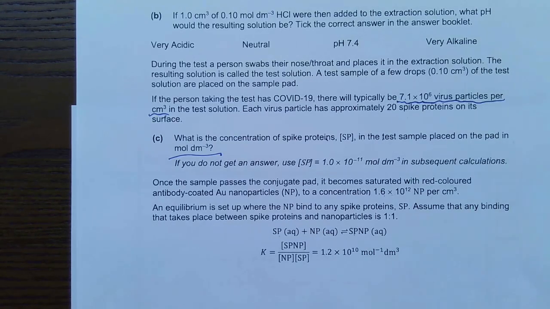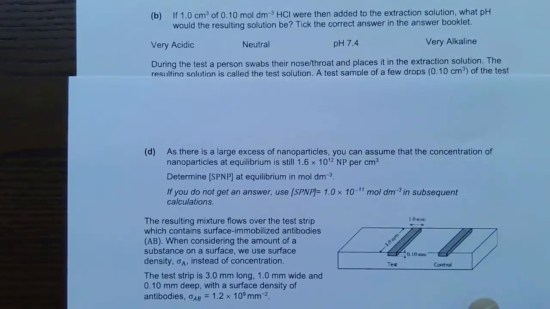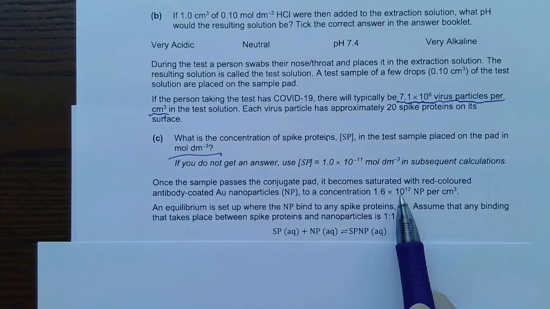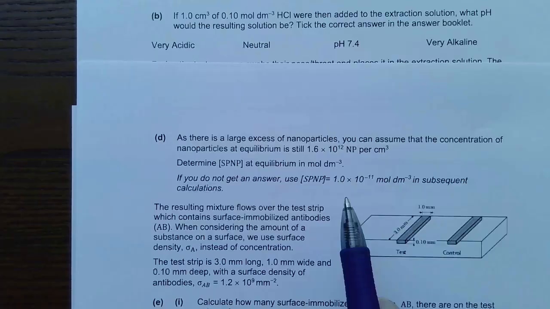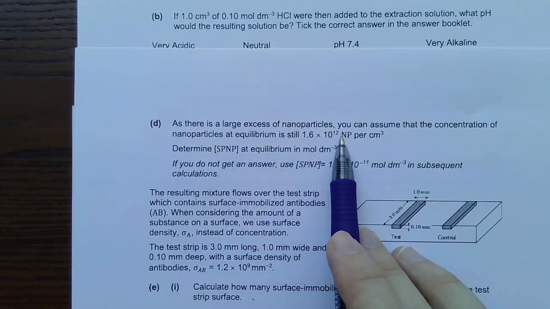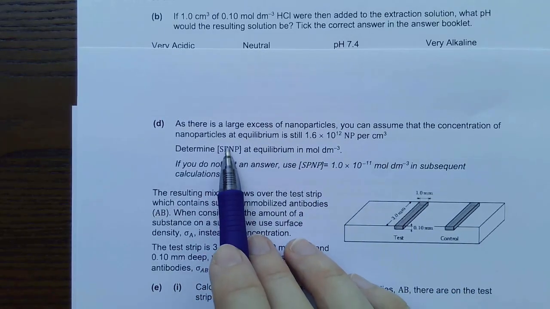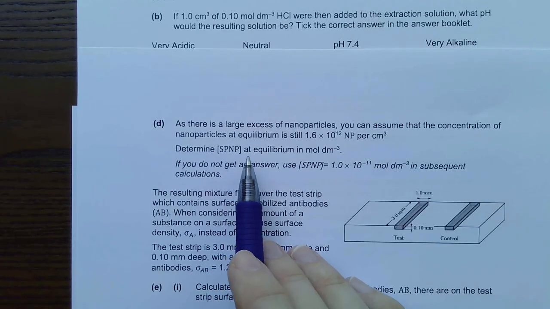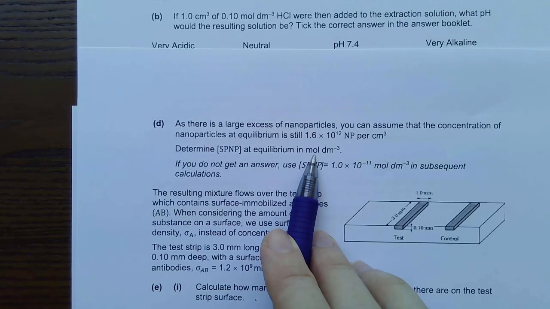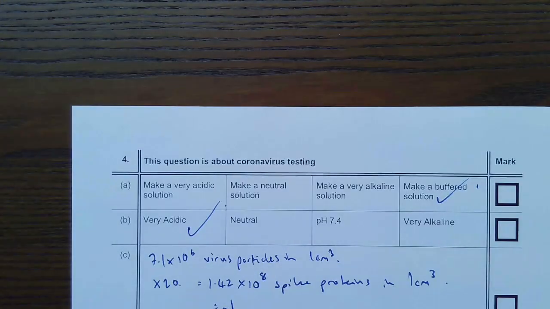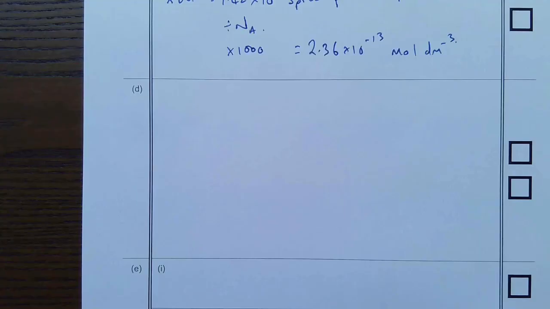All right, and I've got this equilibrium constant here. Fine, no problems there. Then it says, as there is a large excess of nanoparticles, and we already said this was quite a large number, you can assume that the concentration of nanoparticles at equilibrium is still 1.6 times 10 to the power of 12. Determine the concentration of the spike protein nanoparticle combination at equilibrium in moles per decimetre cubed. Okay, fine. So let's see if we can do this.